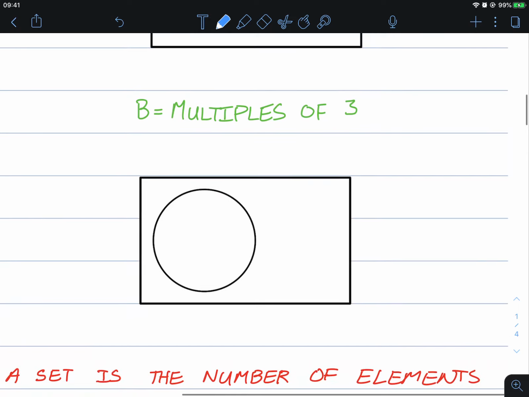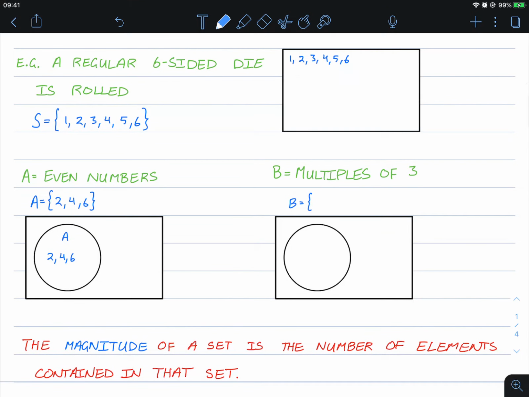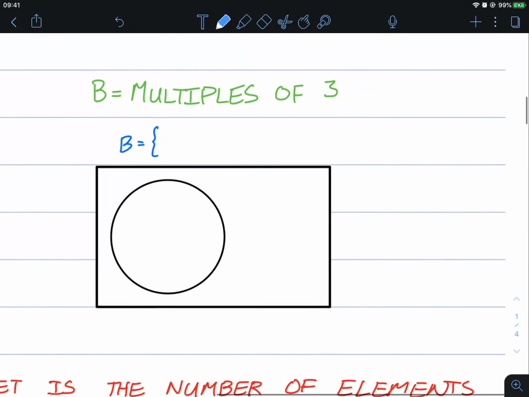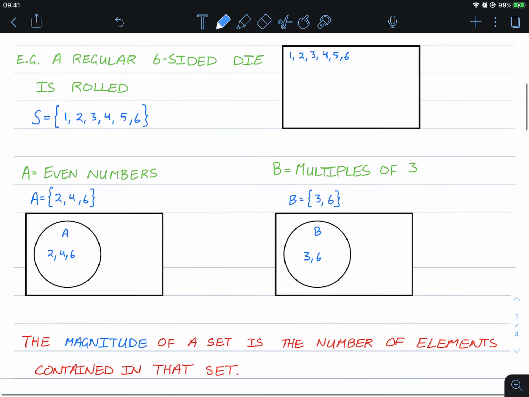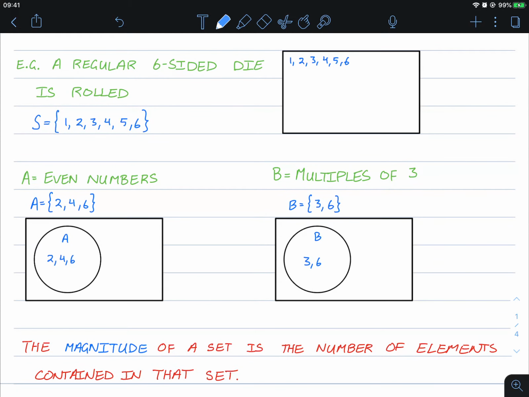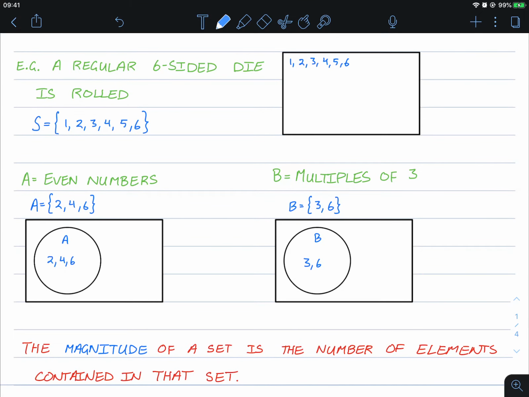We can do a different example here. We'll do the set B are the multiples of 3. For set B, we can say multiples of 3 within this particular probability experiment. Well, that's only 3 and 6, which we can also list as this. So this is the set B, it's 3 and 6.